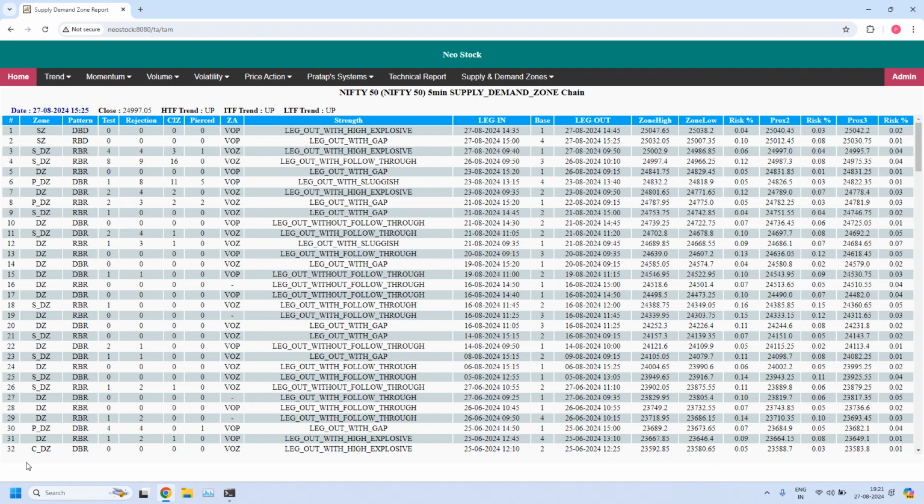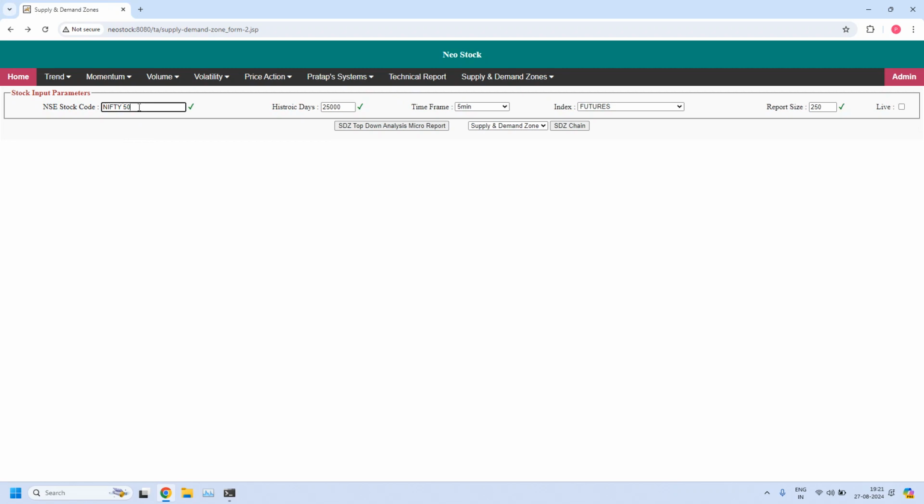Next report, Bank Nifty supply demand zone chain we will generate. So it is Nifty Bank. Let's start with the monthly time frame. So I am generating monthly supply demand zone chain for Bank Nifty.